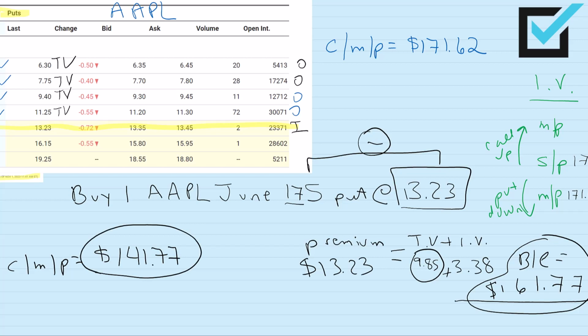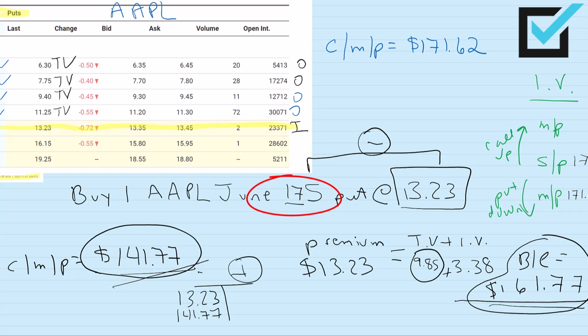How much money are we going to make? Well, did what we wanted to have happen? Yes, we ended up with a current market price of less than our break even. So we were out of our pocket when we initially bought this option the amount of the premium, which is $13.23. We go into the marketplace and buy the shares at $141.77. We turn around and we sell the shares. So this is money in our pocket, the strike price of $175.